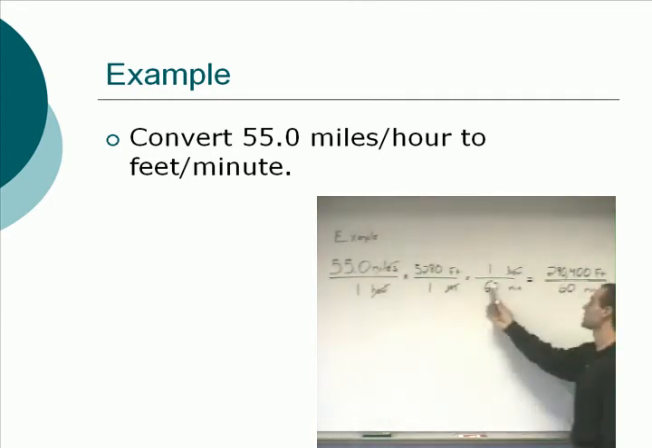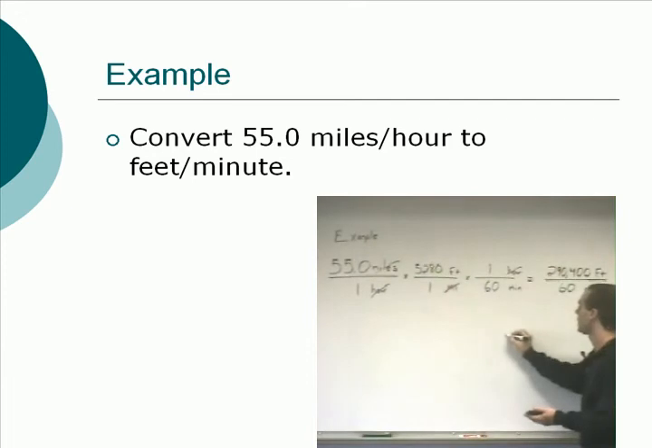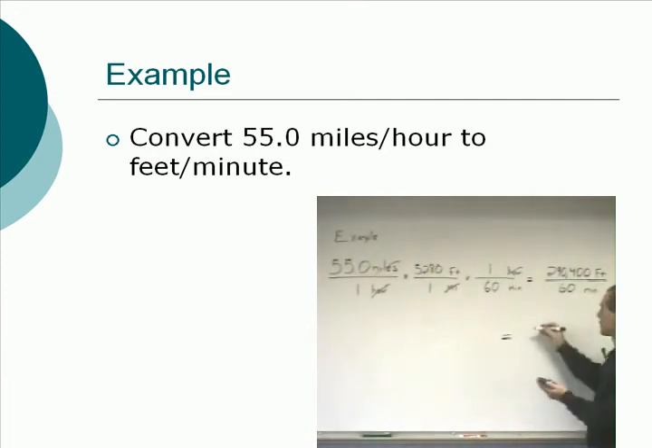That one's exact. This one's exact. And so we can keep 3. And your result should work out too. Anybody have it? 4,840. And the units are feet per minute.